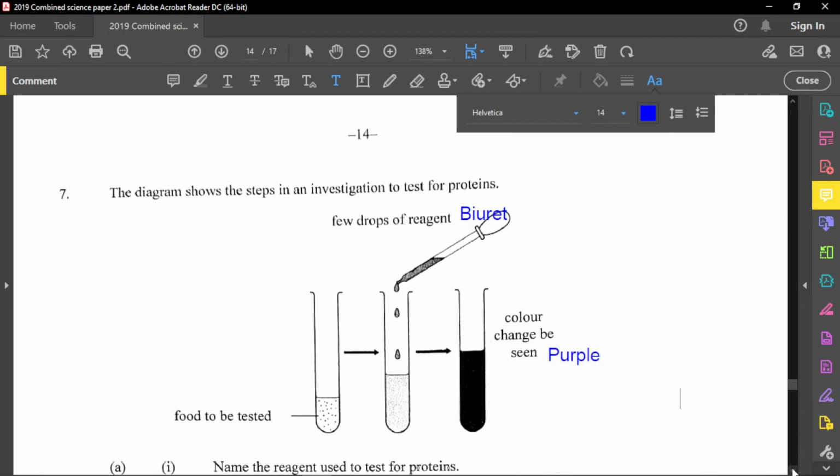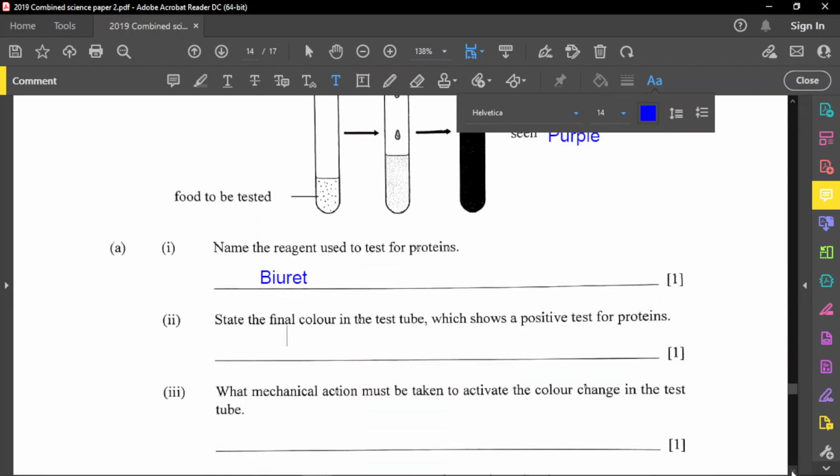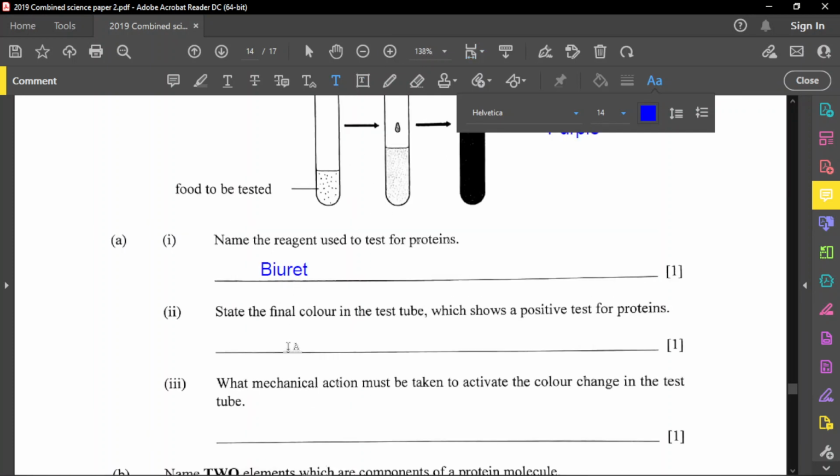All right, so let's answer the question. Name the reagent used right here, and again, biuret. There's no need to discuss that. Then it asks: state the final color in this test tube, which shows a positive test, and this is purple or violet. You can also put violet as well. That is also given as an answer. So violet or purple. Let's put purple here. All right, so that's the answer there.